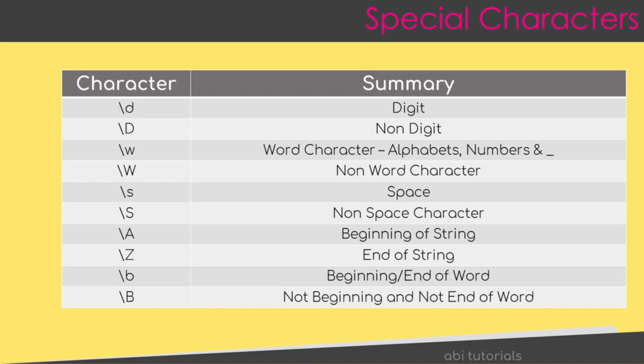In regular expressions, there are certain special characters which can be used to identify patterns. A list of such special characters is given here. For example, the character \d indicates a digit or a number to be matched. \D indicates a non-digit character such as an alphabet or a symbol to be matched. The \w matches a word character such as an alphabet, number and the underscore symbol. Let's now see an example of how it works in a program.